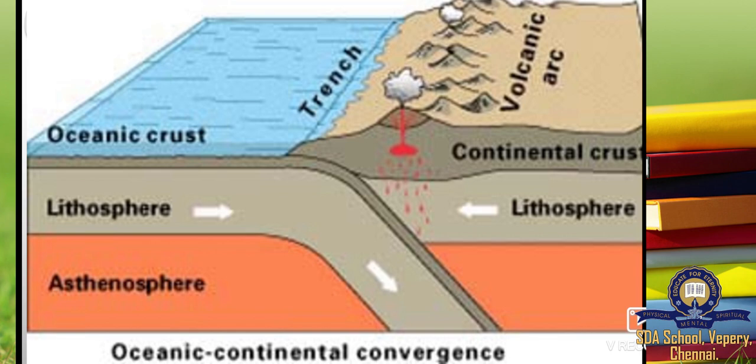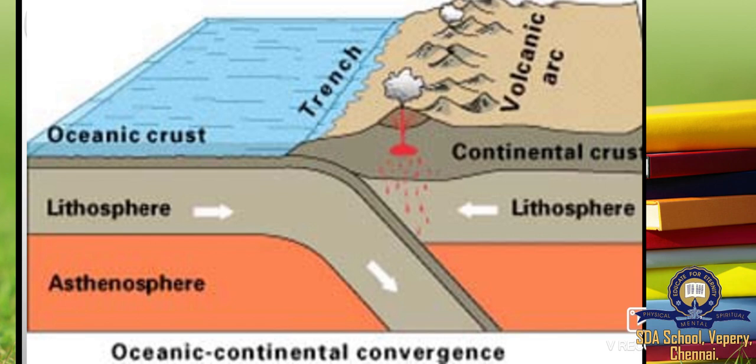Asthenosphere. The asthenosphere is a part of the mantle that flows and moves the plates of the earth. The forces which act in the interior of the earth are called endogenic forces, and the forces that work on the surface of the earth are called exogenic forces.